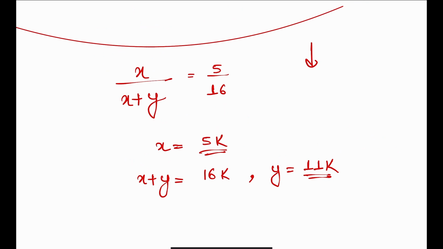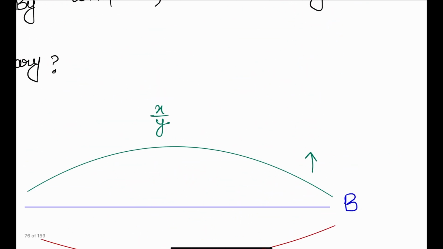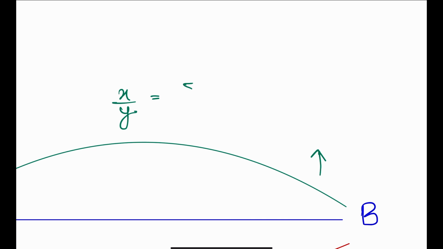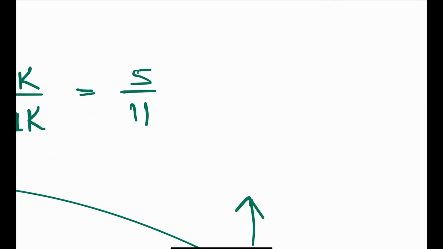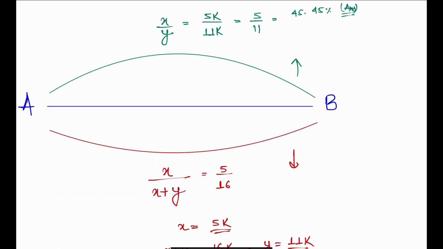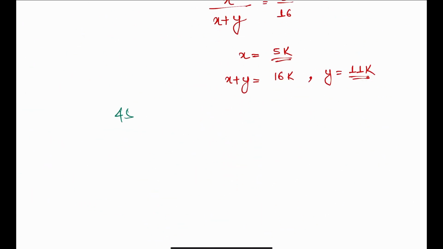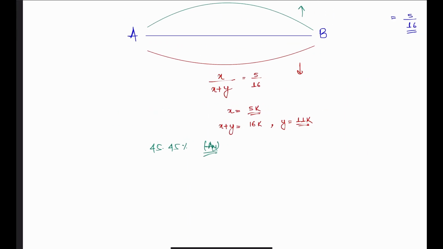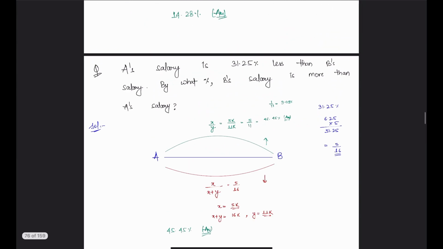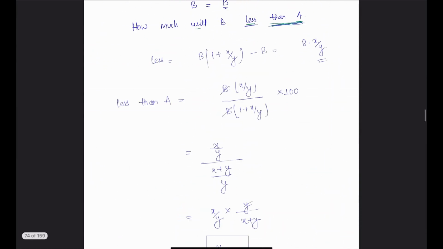So these two values are already done. x by y will be nothing but 5k divided by 11k, so it will be 5 by 11. And we know 1 by 11 is 9.09%. So 5 by 11 equals 45.45%. So the answer of this question is 45.45%. This question is also done.